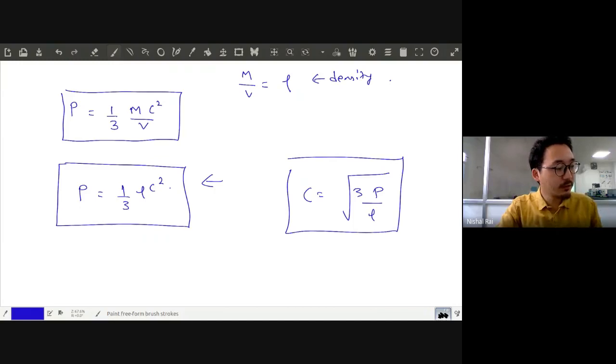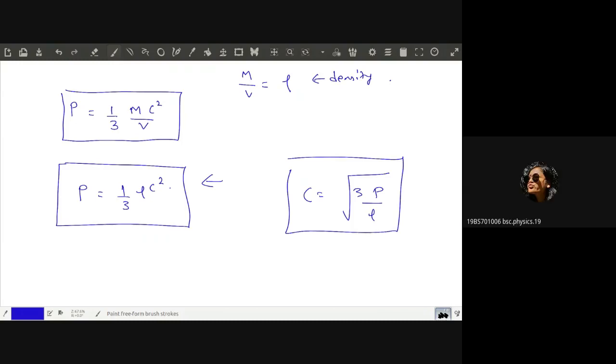So tomorrow we are going to start with what? Some different properties. Like here we have to find your root mean square velocity, most probable velocity, and those things we'll do tomorrow. Yes, sir.